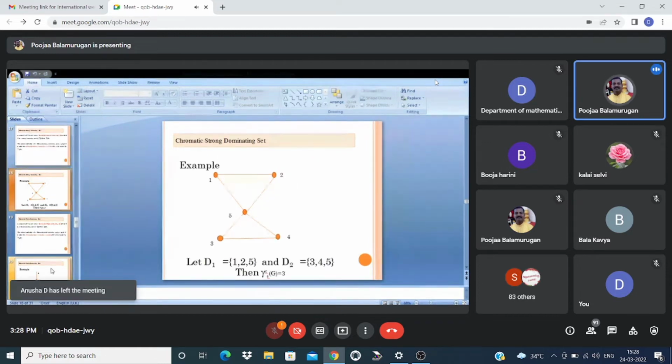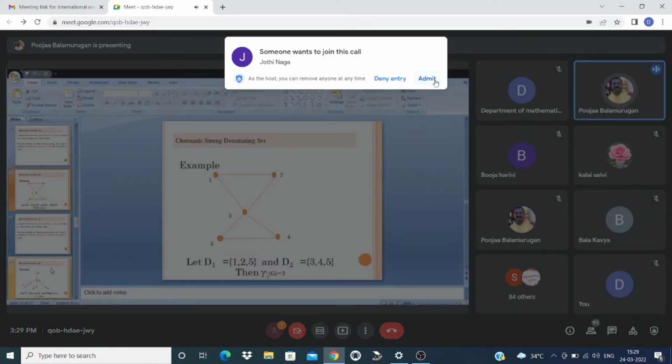So this is the example. It's a chromatic strong dominating set. You take D1 equal to {1, 2, 5} or {3, 4, 5}. The coloring of the graph here is 3, right? Here there are 2 chromatic strong dominating sets, because the coloring of a cycle with 3 vertices is always 3.